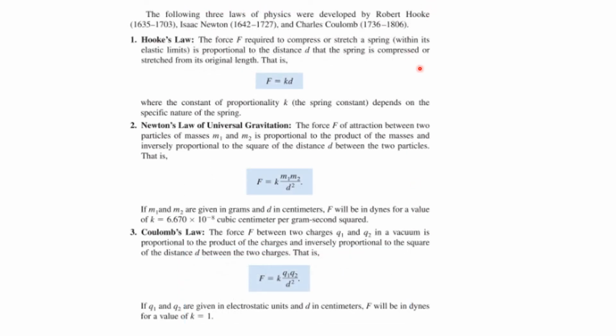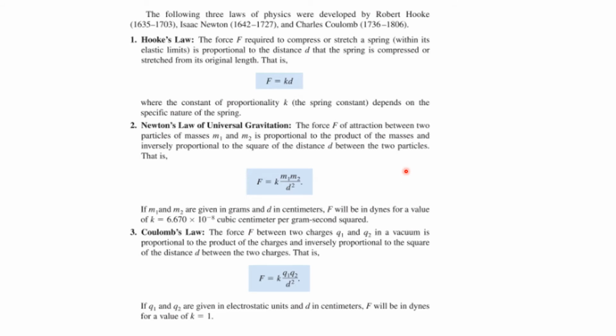Now we will use some fundamental laws of physics. I'm teaching you all the physics you need to know. The first one you need to know is Hooke's law. The force F required to compress or stretch a spring within its elastic limits is proportional to the distance that the spring is compressed or stretched from its initial length. So that here F is equal to k times d. But you want to realize that the d is a variable. k is a spring constant, and that depends on the stoutness of the spring.